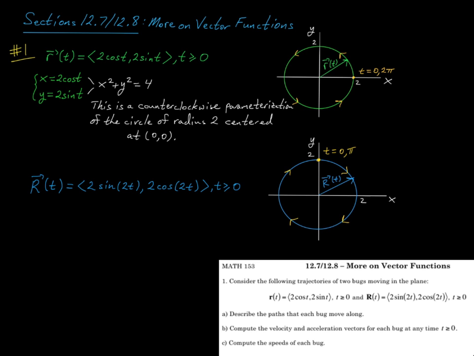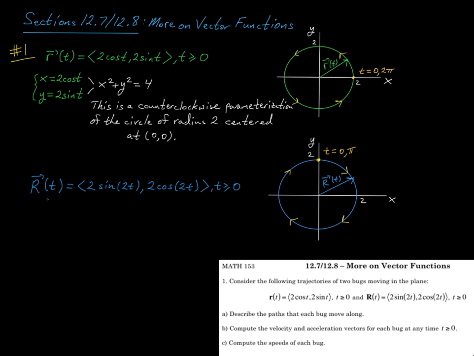And since x is a cosine function, as I let t increase a little bit past 0, x will decrease, meaning the bug is moving to the left of its starting point, and y, being a sine function, will increase, meaning the bug is moving up from its starting point. So this is a counterclockwise parameterization of this circle. And also note that since the period of these sine and cosine waves is 2 pi, the bug will complete a trip around this circle in 2 pi units.